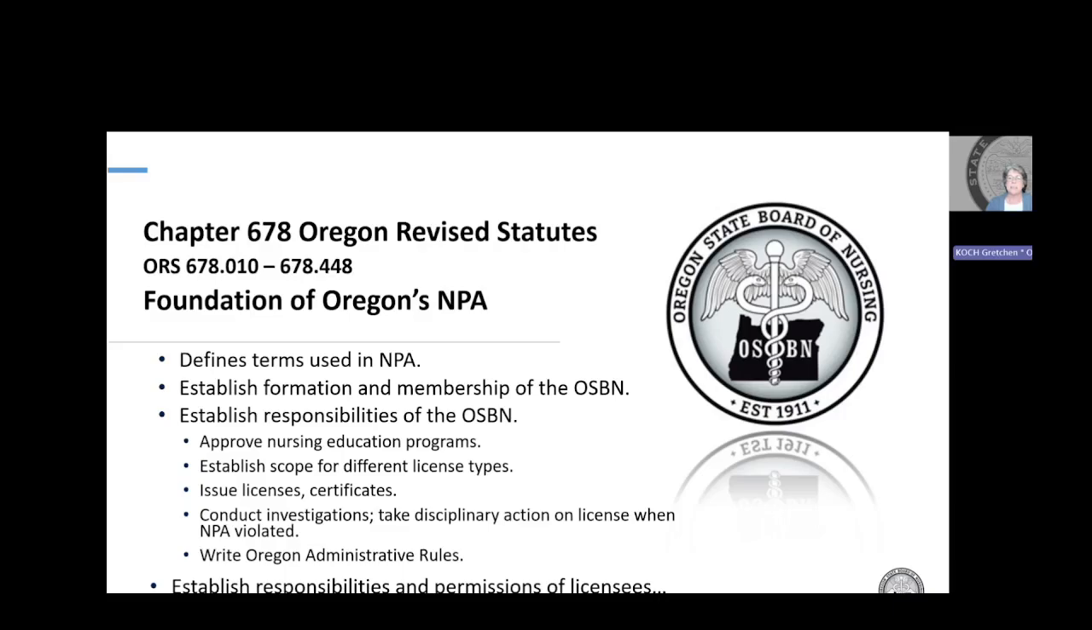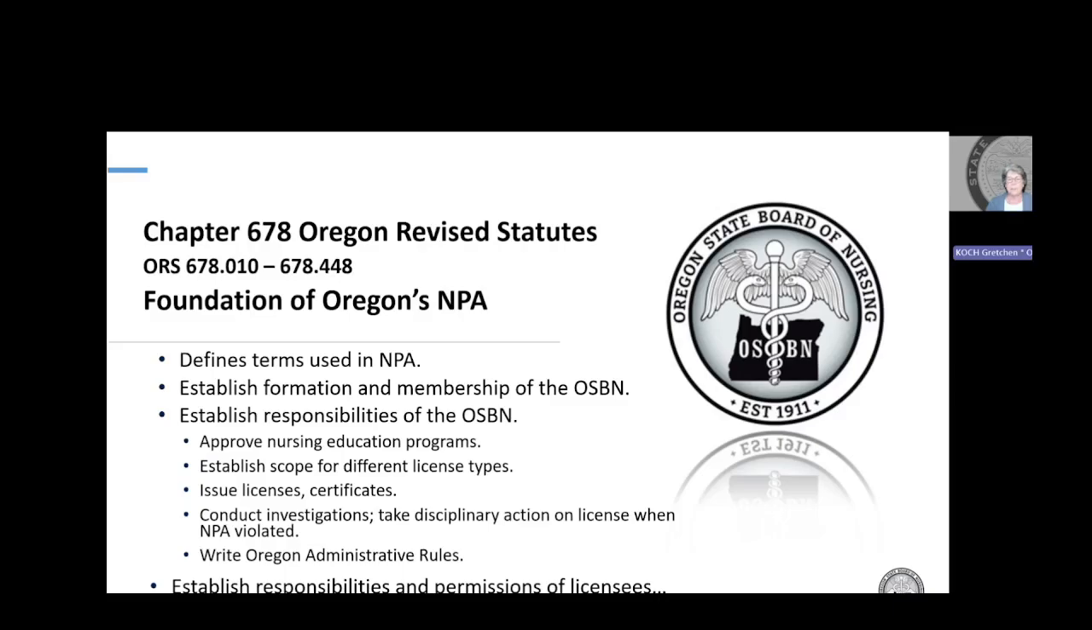Well, they establish the formation and composition of the 9-member board, as well as identify specific duties, powers, and authorities the board must carry out. These board responsibilities include the approval of nursing education programs leading to licensure, issuing licenses and certificates to duly qualified applicants, establishing scope for the different license types issued, acting upon complaints received, and taking disciplinary action against a license when the board finds the license owner has violated the requirements of the Act.